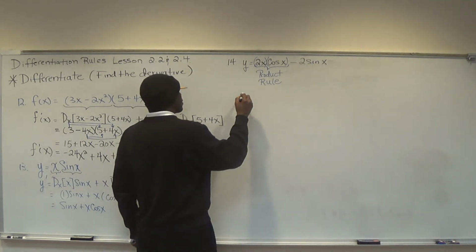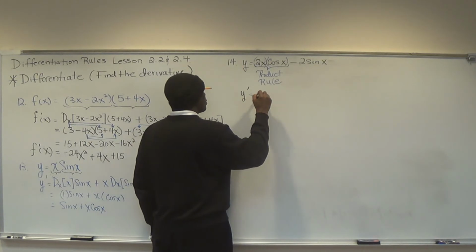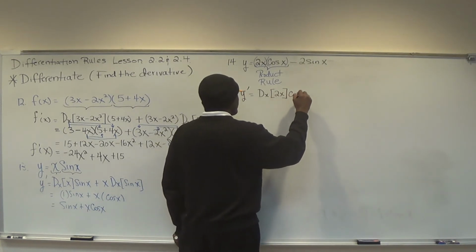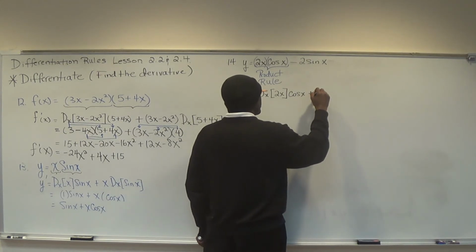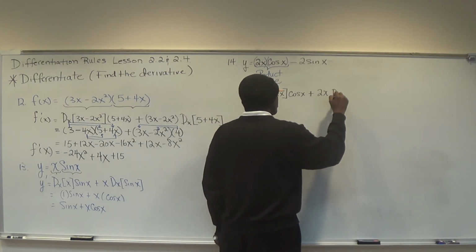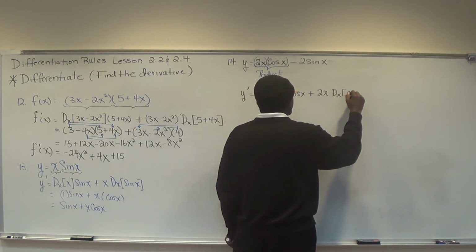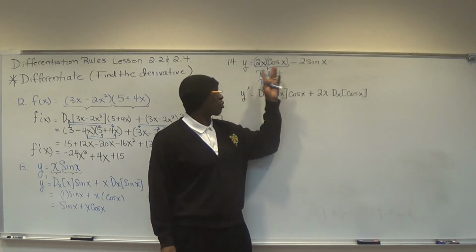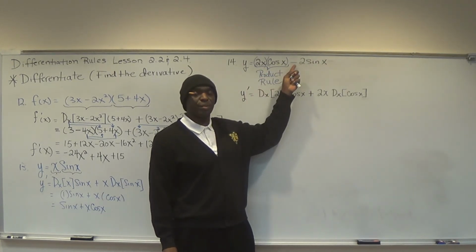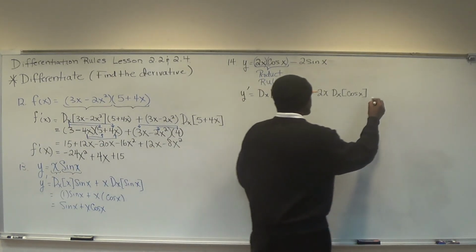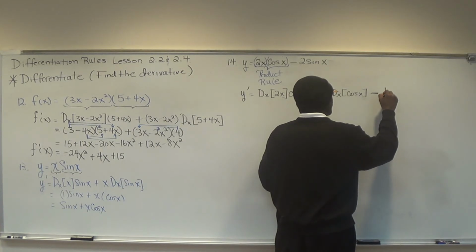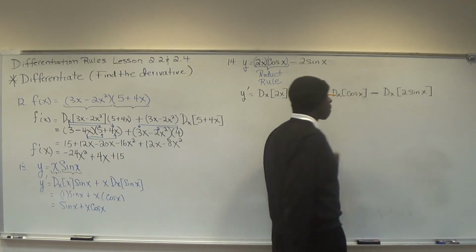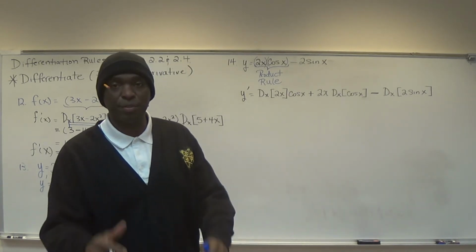Let's go. And so y prime is going to equal the derivative of 2x times the cosine of x plus 2x times the derivative of cosine x. All right, so far, this takes care of my product rule portion, minus the derivative of 2 sine x. Let's do the calculus now. Let's find these derivatives. Here we go.